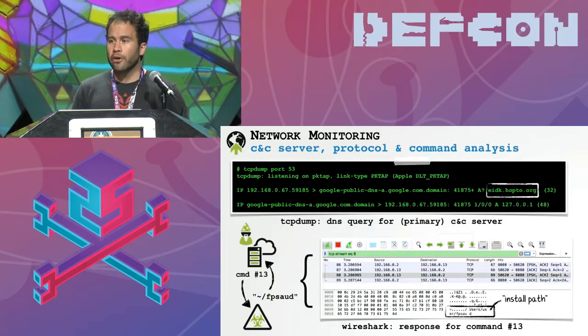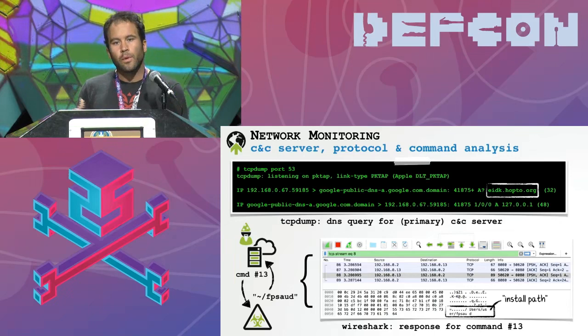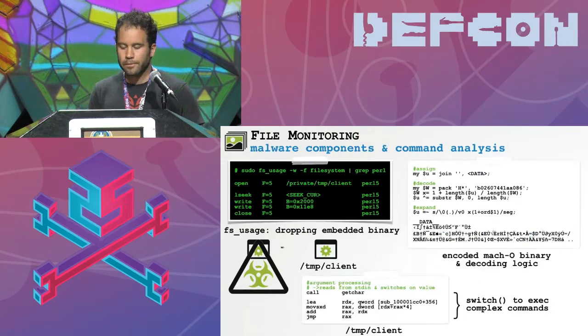We'll start with network monitoring. On macOS, this is pretty easy to do. You can use tcpdump or Wireshark. We'll talk about tasking a little bit shortly, but at the bottom of the slide you can see the Wireshark capture when the malware is responding to command number 13. Originally I had no idea what command number 13 was, but when we task the malware and look at the network capture, we can see this command returns the location where the malware is installed. So this is basically how we reveal the capability via network monitoring.